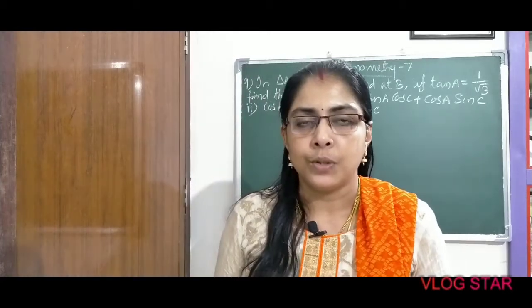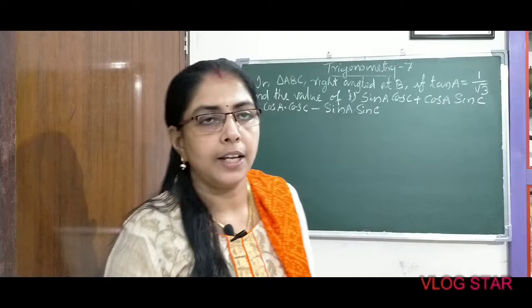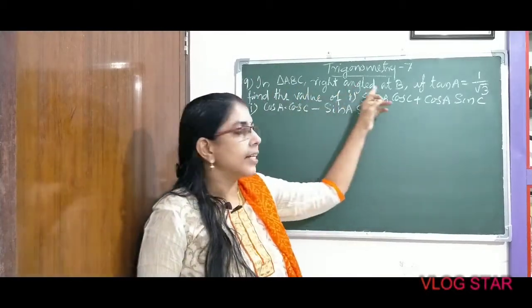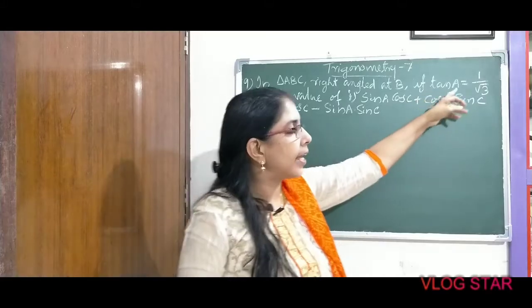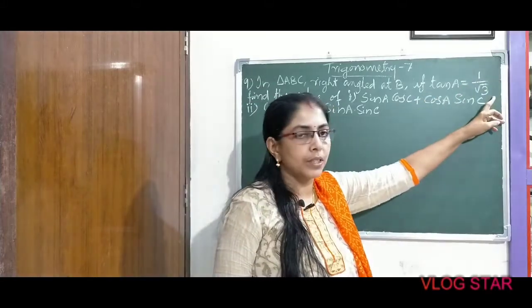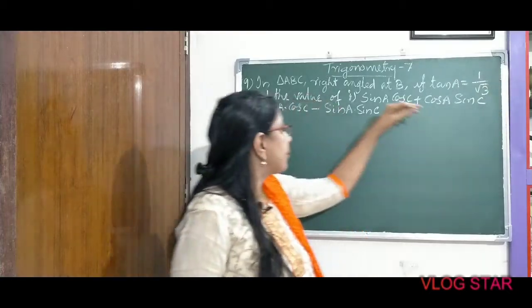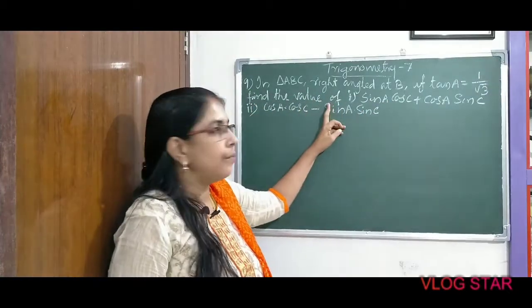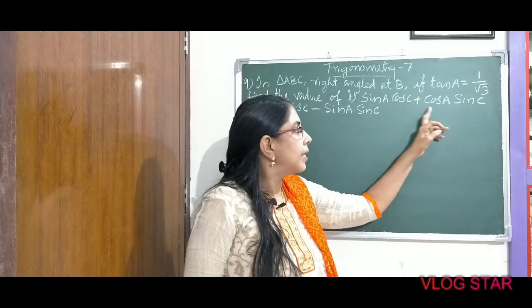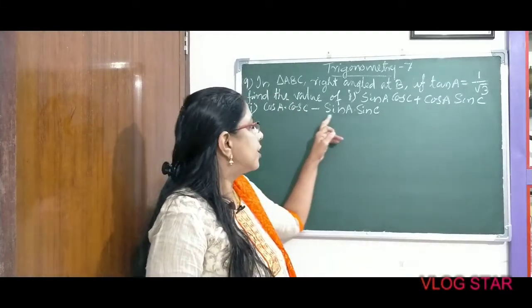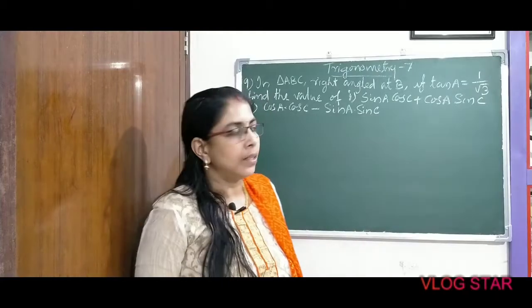Today also we are continuing exercise 8.1 of trigonometry. Today we are doing the ninth question. The ninth question is: in triangle ABC, right angled at B, if tan A is equal to 1 upon root 3, find the value of sin A cos C plus cos A sin C and cos A cos C minus sin A sin C.